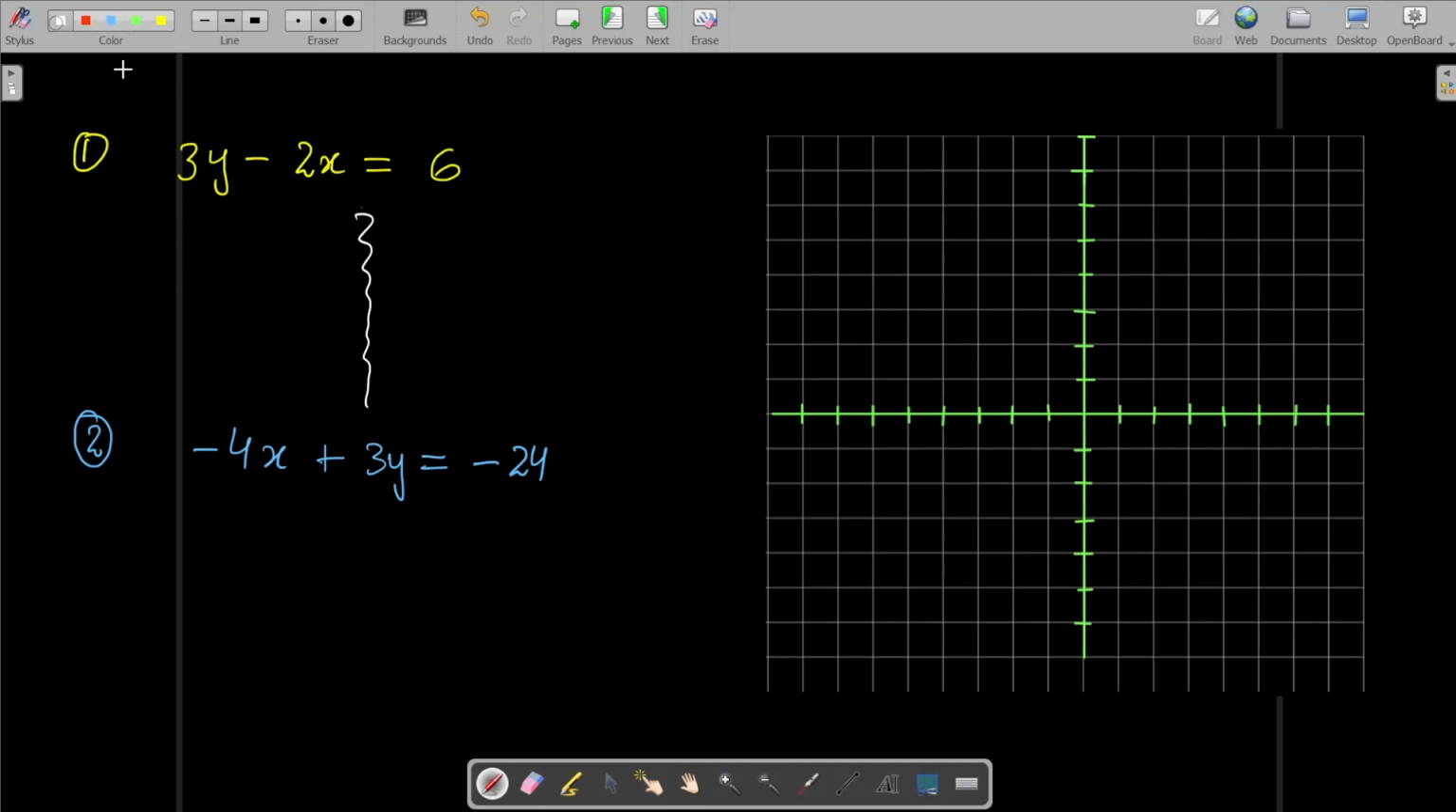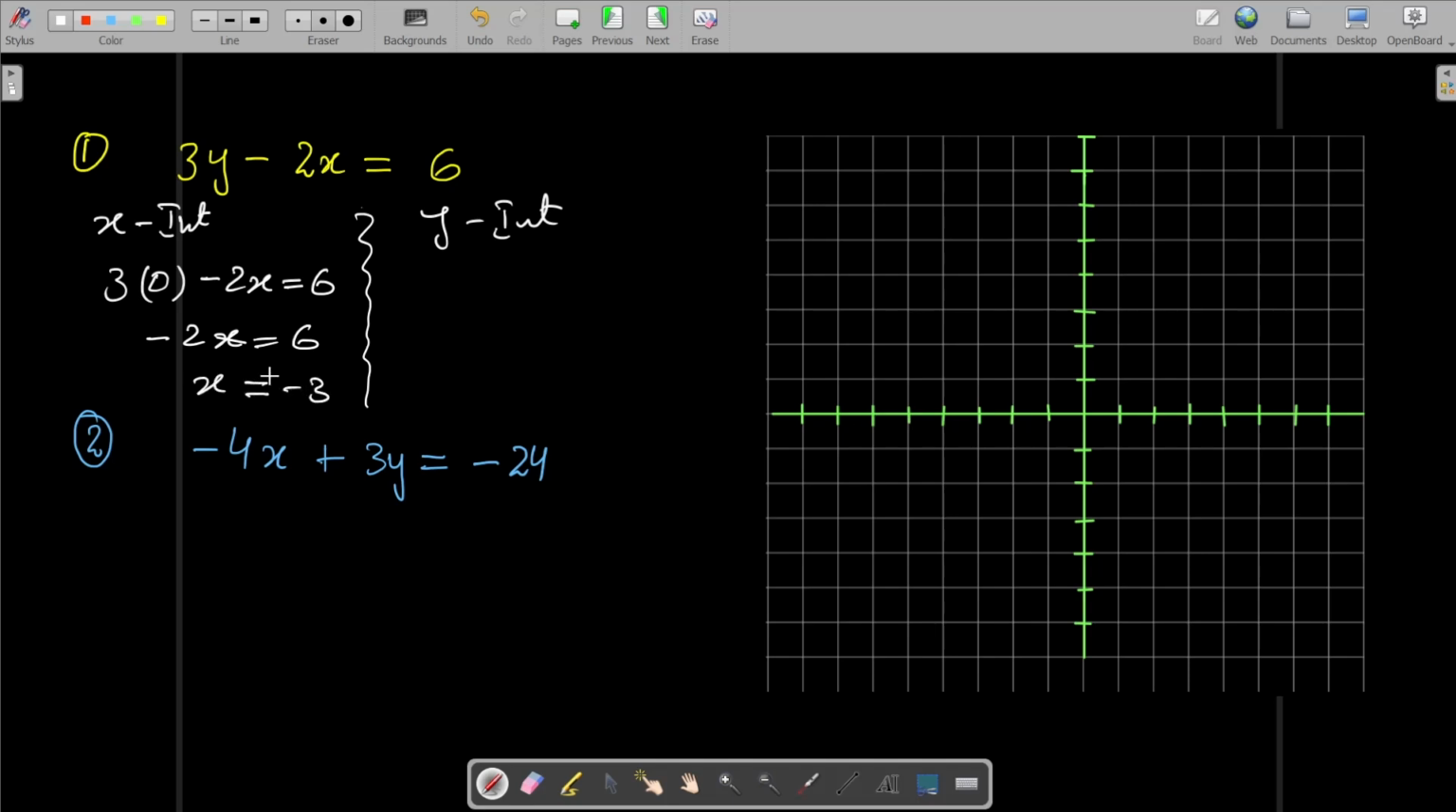So all you can now do is just find the x-intercept and the y-intercept individually. As far as the x-intercept is concerned, we have to keep y equal to 0. That means I'll get 3 times 0 minus 2x is equal to 6. That means it will be negative 2x equal to 6, and then divide both sides by negative 2. So you get x is equal to negative 3.